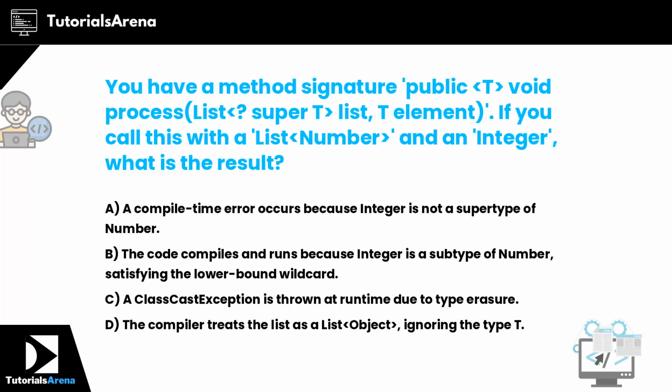You have a method signature, public <T> void process(List<? super T> list, T element). If you call this with a List<Number> and an Integer, what is the result? Answer is B. The code compiles and runs because Integer is a subtype of Number, satisfying the lower bound wildcard.